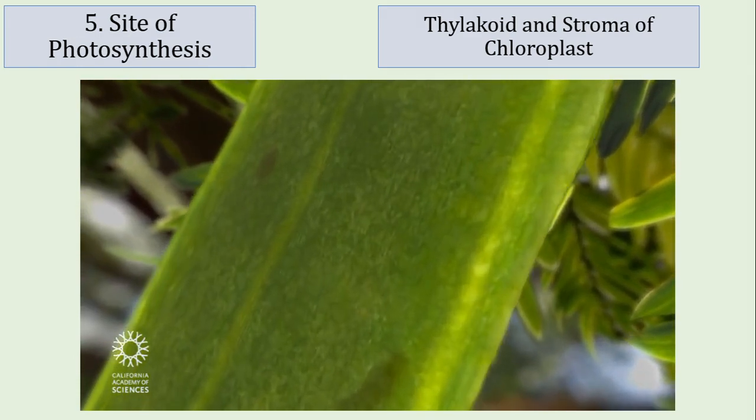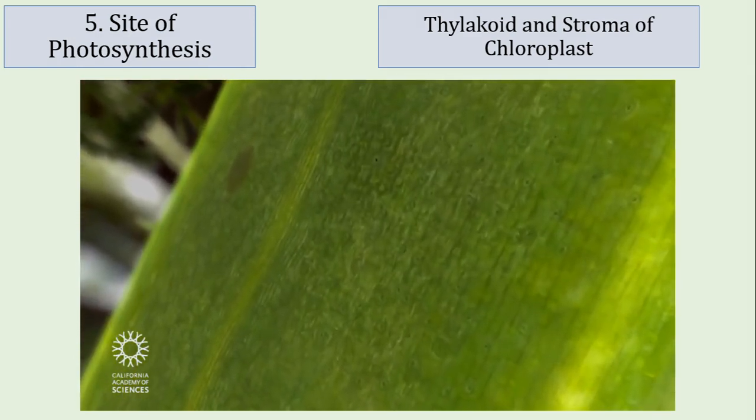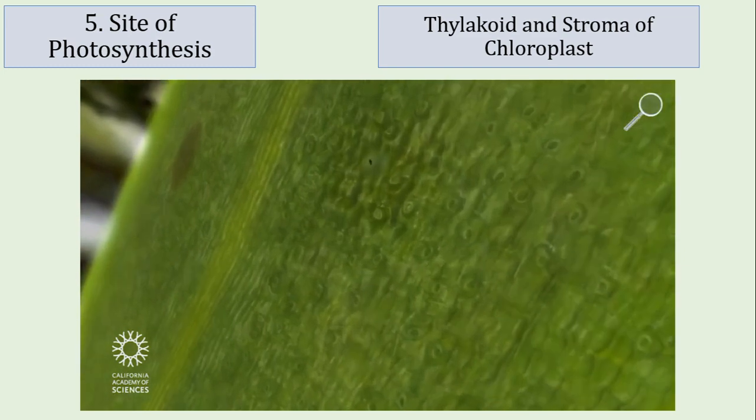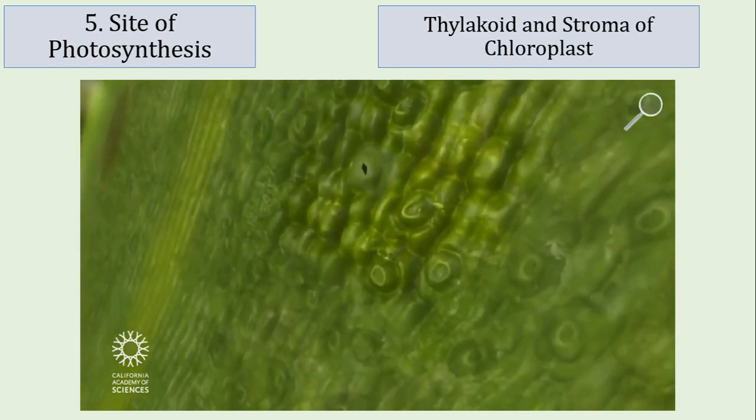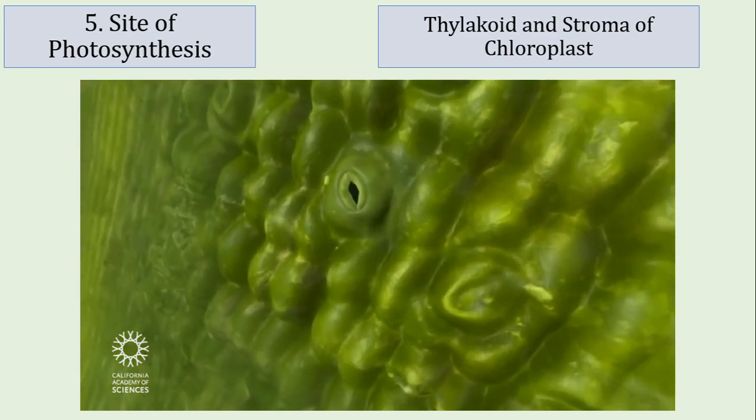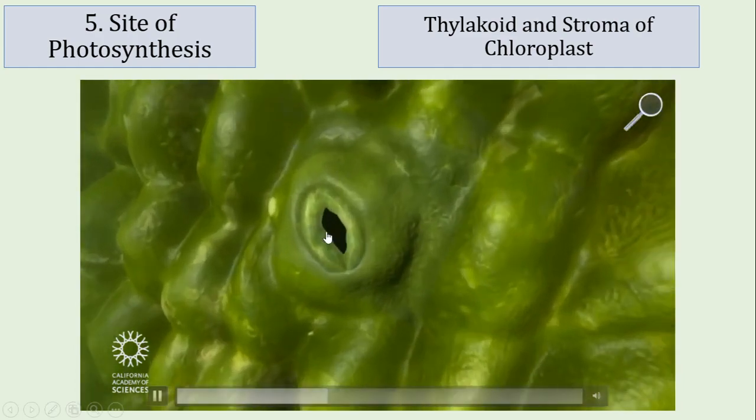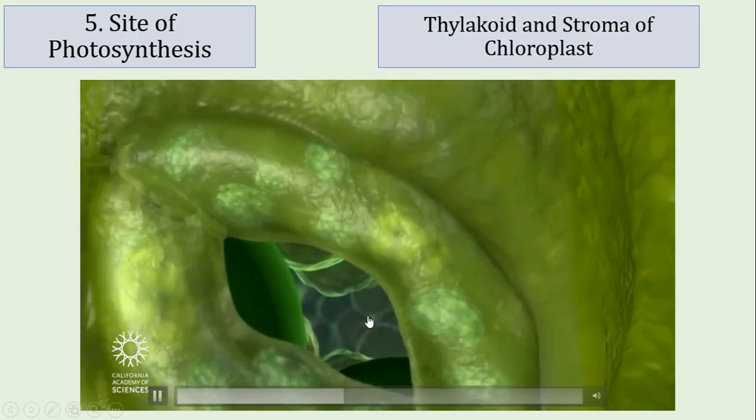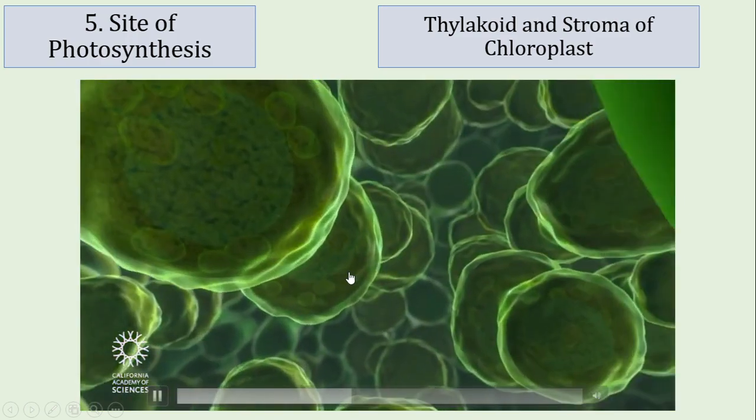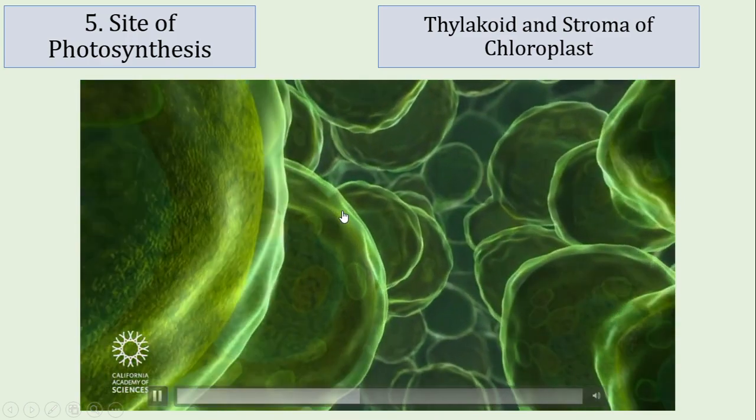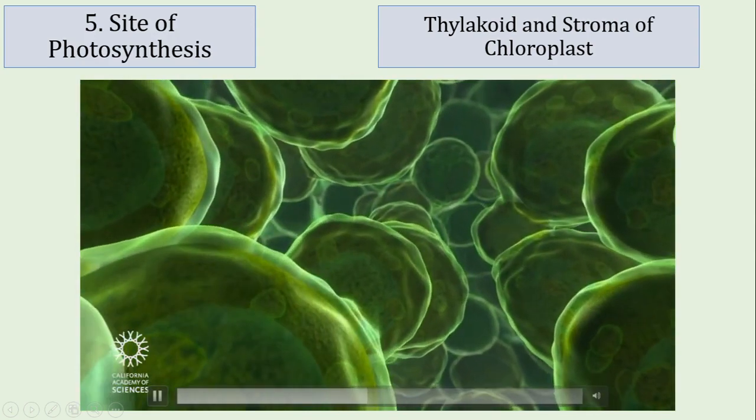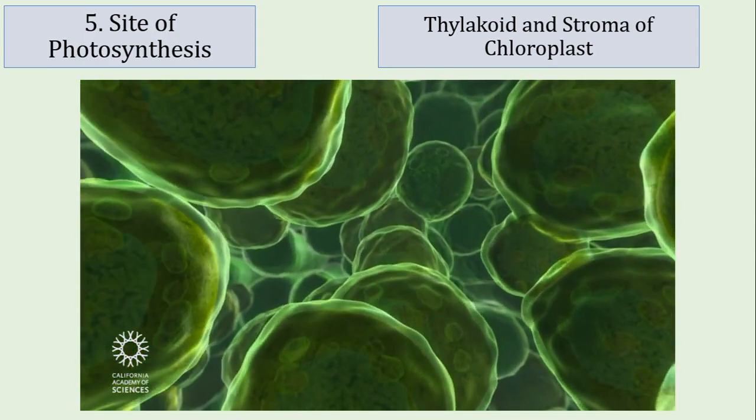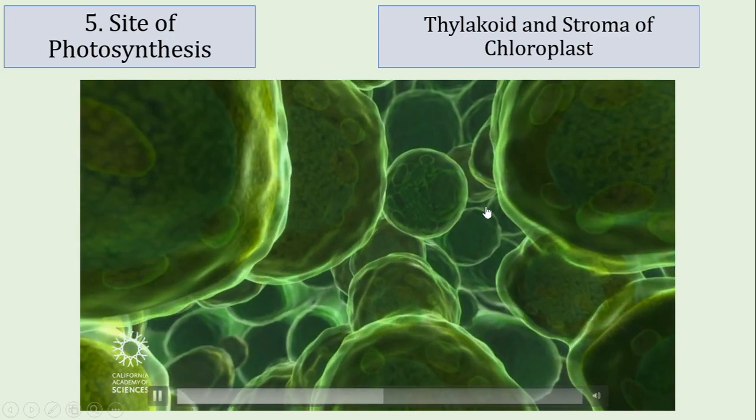We are going into the cell, we are going into the leaf from the lower epidermis through the pore of stomata. That is the pore of stomata. We are entering into the plant leaf. We see numerous spongy parenchyma cells, spherical cells, green in color because they are rich in chloroplast.